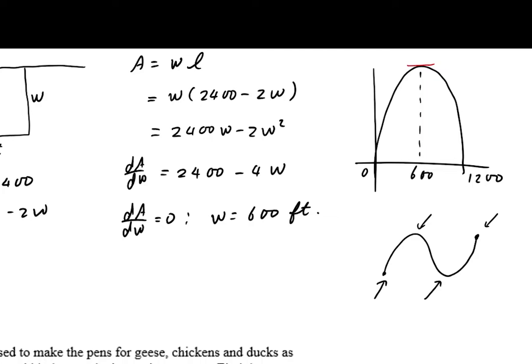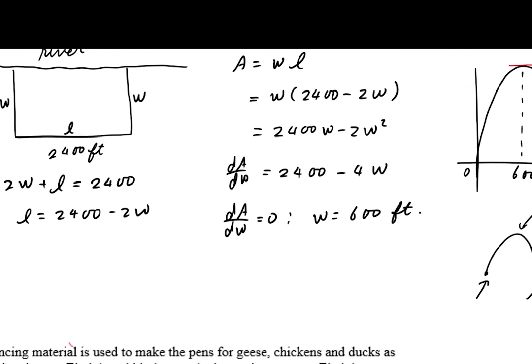So what are our candidates? Our candidate is this one right here. Oops, did not want it. This one right here. Or the two endpoints. But obviously the endpoints will give you 0 if I plug in 0 here, or 1200. So this is it. So this is my maximum, isn't it?